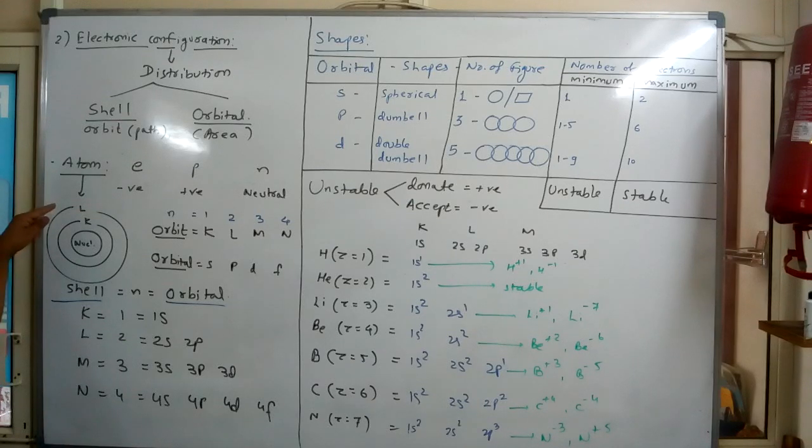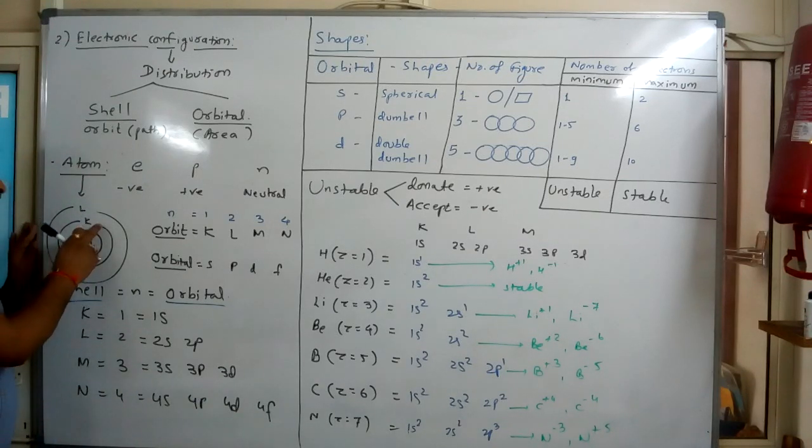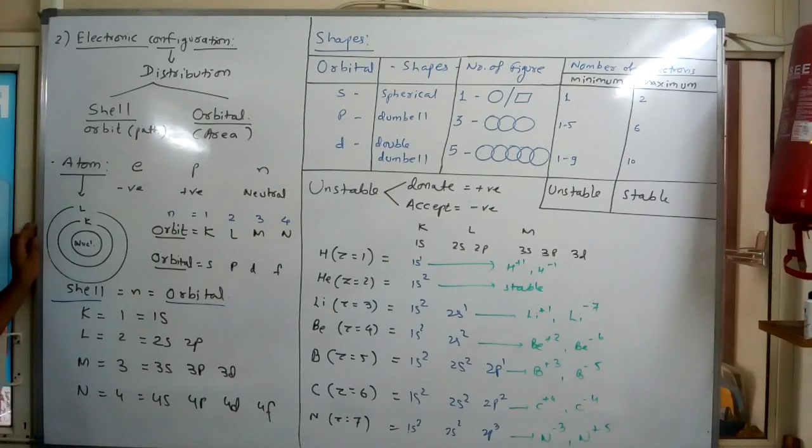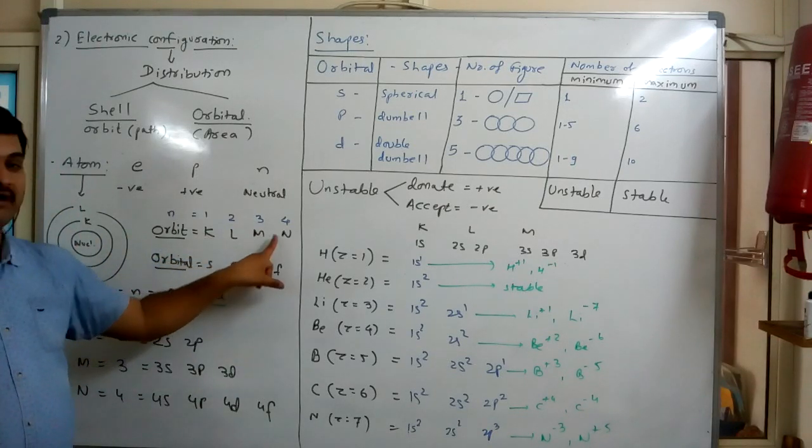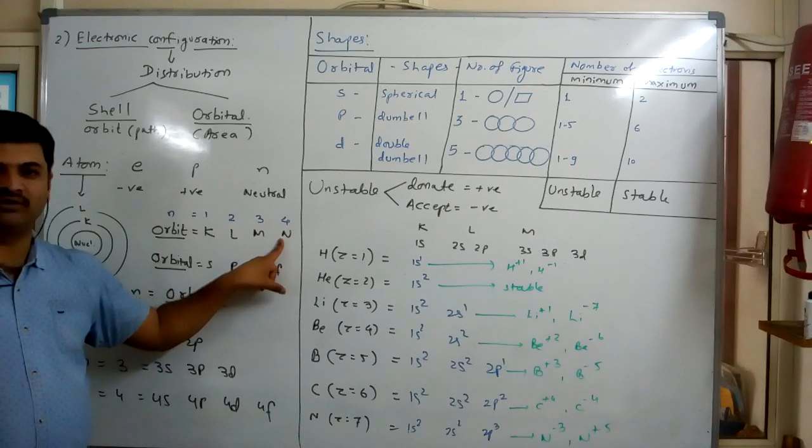Whenever we take a picture of any atom, this type of picture will come. The central part of the atom is normally known as the nucleus, and outside the nucleus, different orbits are there. The first orbit is represented as K, the second orbit is L. So in the case of orbits, K, L, M, N. These are normally known as orbits.